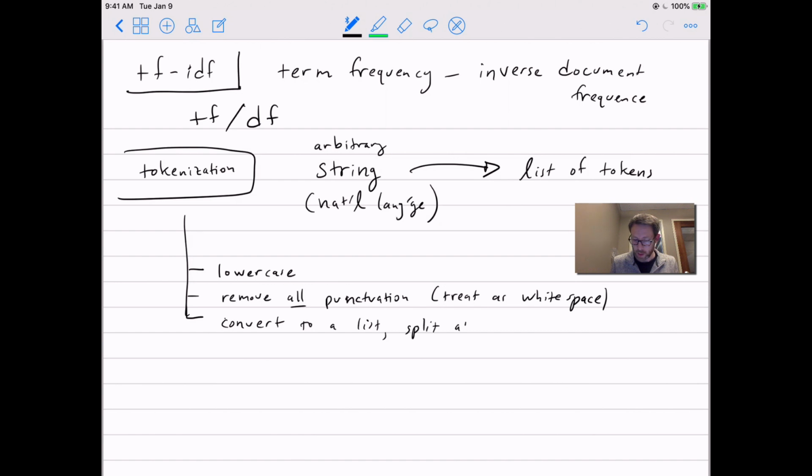Split at white space. Awesome. All right, so that's tokenization, and then I'll tell you about something called a bag of words representation.